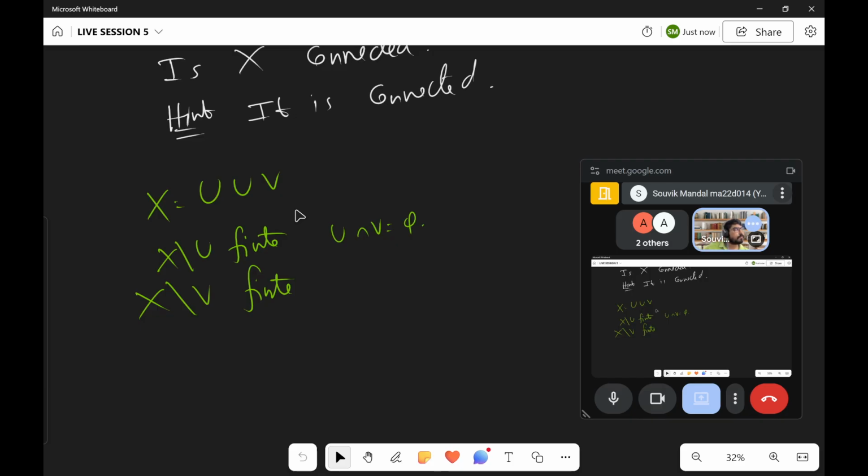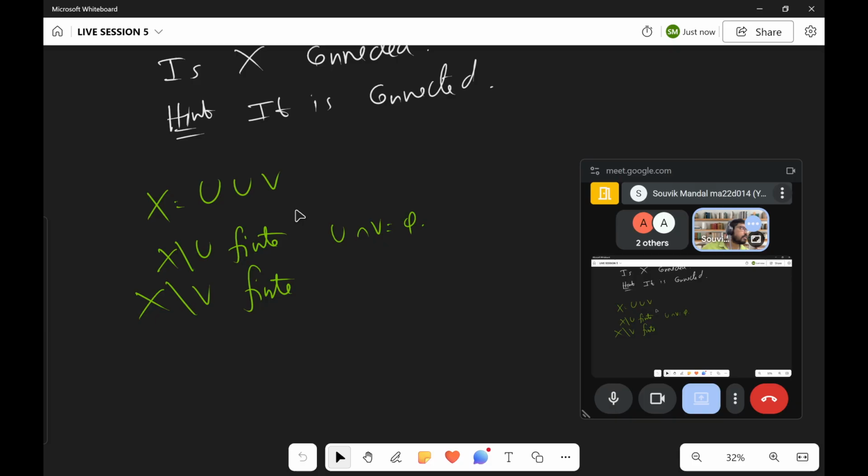I think we will get it from this only. Yeah, the intersection is empty, then what? I mean, where is the contradiction coming? There has to be some kind of contradiction, correct? Yeah, you are almost near. So the point is that U and V are a separation, so U and V are both open as well as closed.